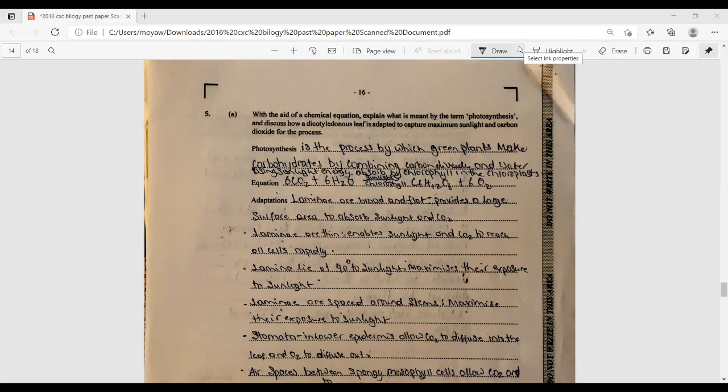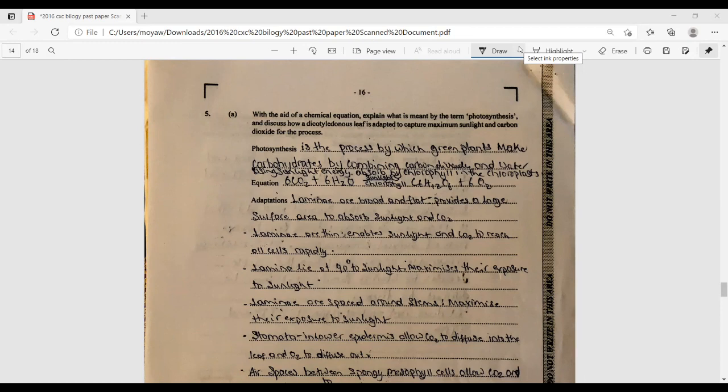So photosynthesis is the process by which green plants make carbohydrates by combining carbon dioxide and water using sunlight energy absorbed by the chlorophyll in the chloroplast. So the equation is 6CO2 plus 6H2O, conditions: sunlight and chlorophyll, to give us C6H12O6 plus 6O2. And that would have been the equation.